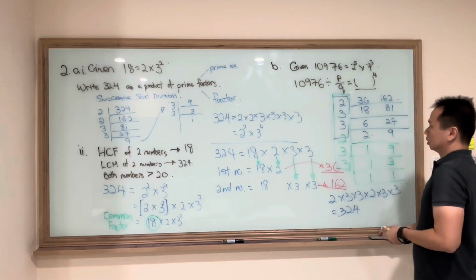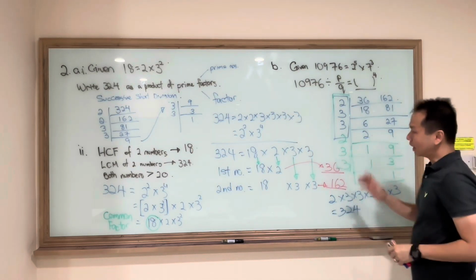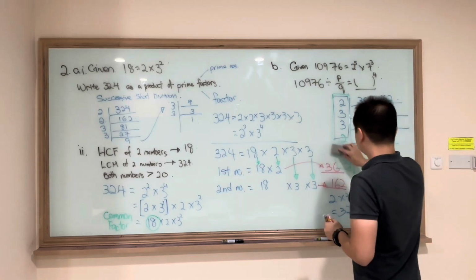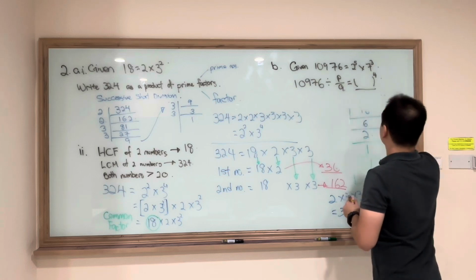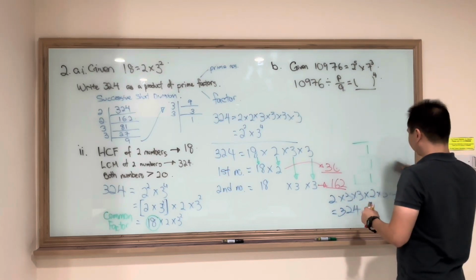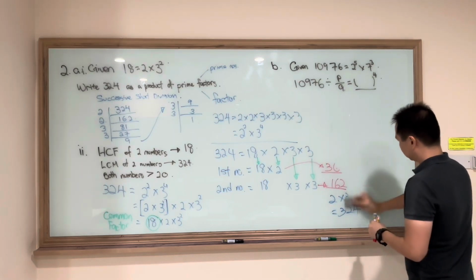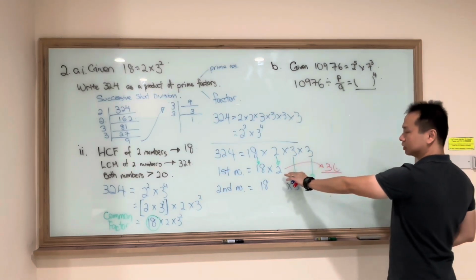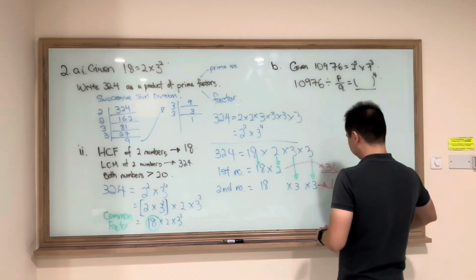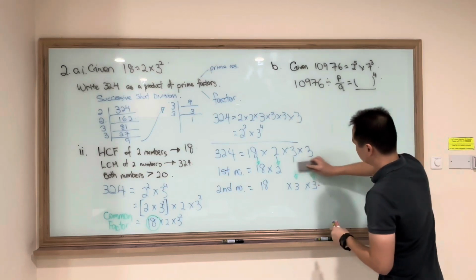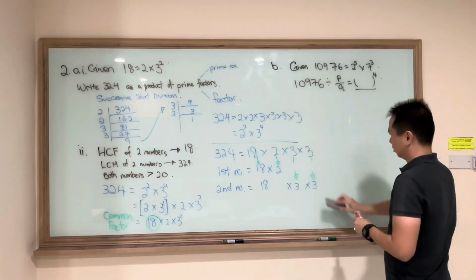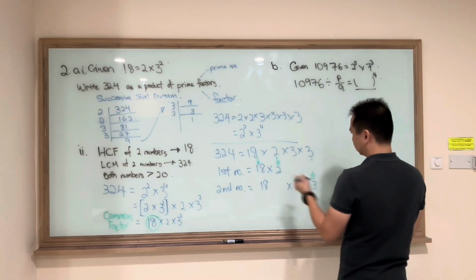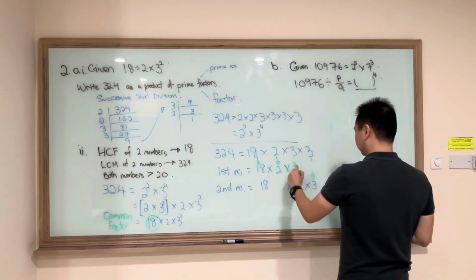Alright? Okay, any questions? So I have a question right now. Why can't one of the factors, let me erase this, be one of the three on the first number? Why is it not? Why not? One of it is over here and not here.